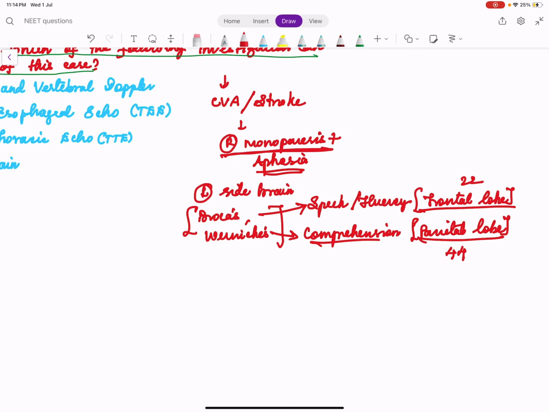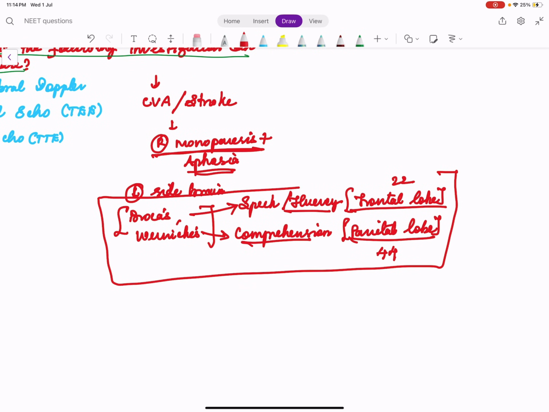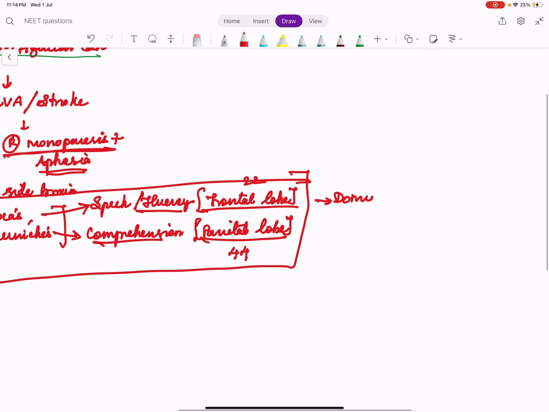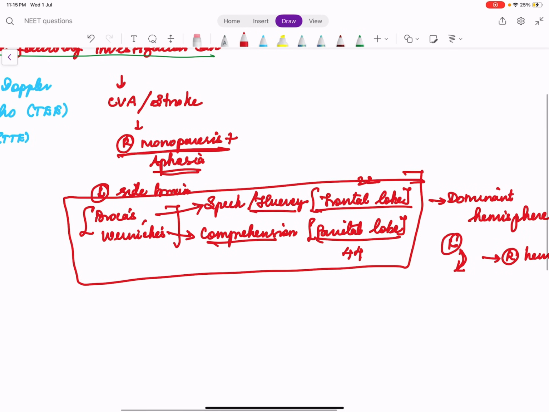Wernicke's area is for comprehension of speech. Broca's area is for fluency of speech. Please remember, these two areas are located in the dominant hemisphere of the brain. For most people, the left side is the dominant hemisphere. So when there is a stroke on the left side, automatically it causes right-sided hemiparesis or monoparesis. That is why these two go together.